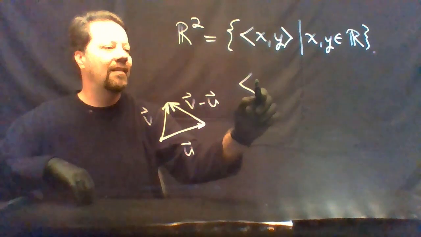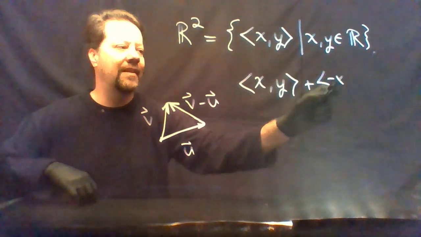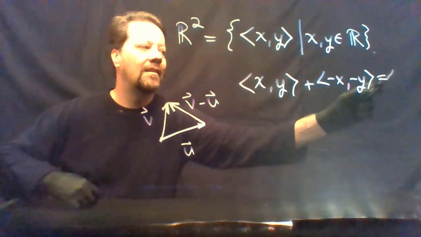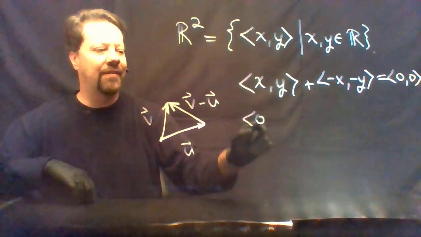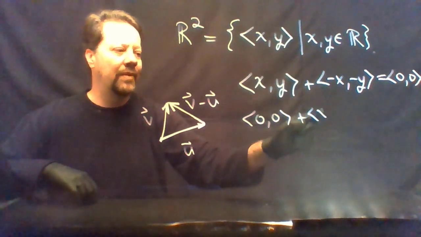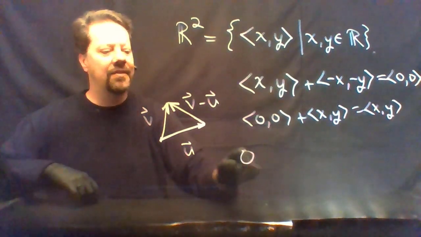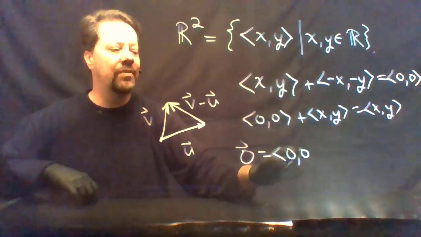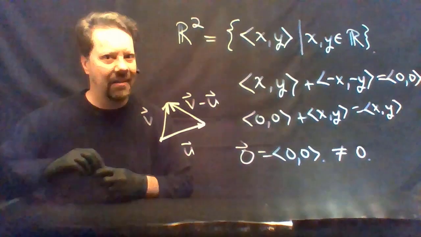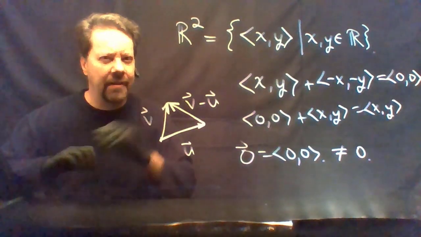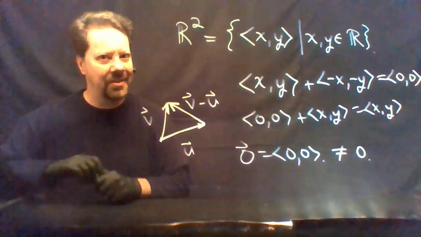Algebraically, if I have a vector <x, y>, and I add that to the vector <negative x, negative y>, that gives me the vector <0, 0>. Note that if I add 0 to any other vector, I get the other vector. The 0 vector in this case is the vector with two coordinates equal to 0. Note that that is not the 0 scalar. Those are two different things. You need to be very careful to make that distinction between the 0 vector and the 0 scalar.